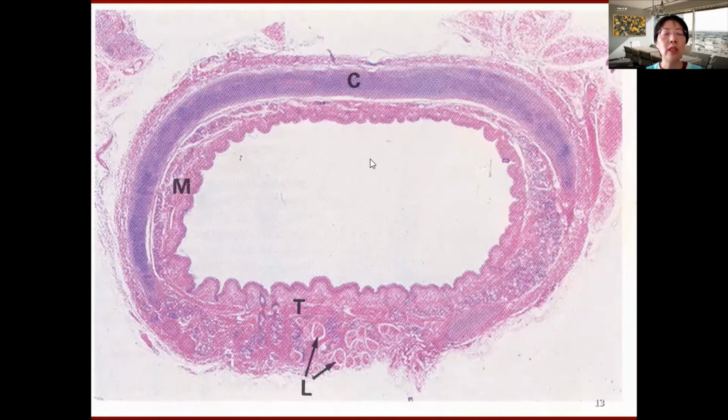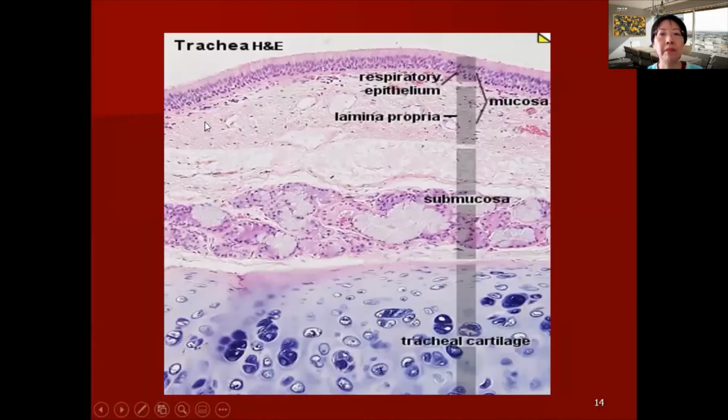Okay. So if you want to see more detail, you have to zoom in. That means you have to go to a certain part of the wall and then you magnify. Then you will see. Okay. Now this is the magnified version. You can see that it is not pseudostratified because you have the nuclei at different layers.